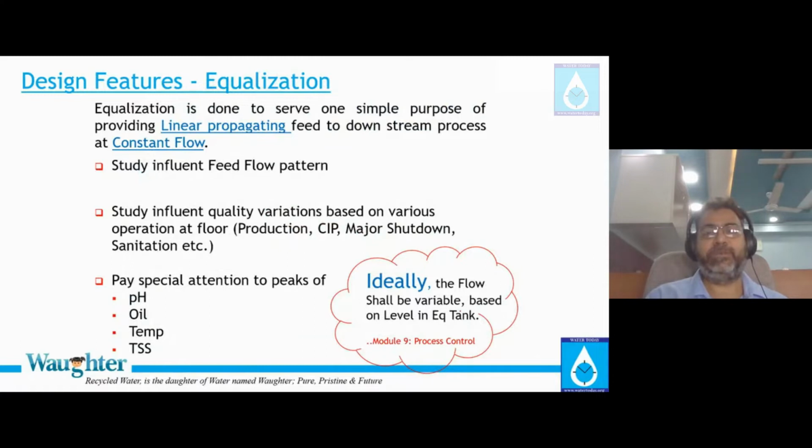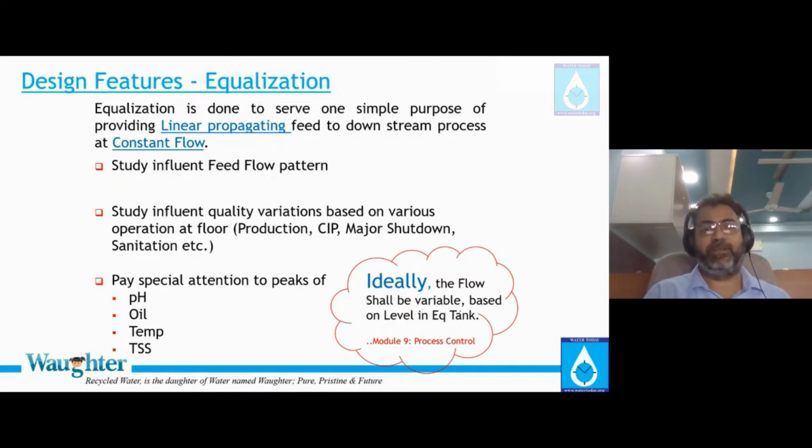Equalization is done to serve one simple purpose. Yesterday we talked a little about providing a linear propagating feed to the downstream process at constant flow. Study influent flow patterns, and study influent quality variation based on the various operations of flows. Pay special attention to the peaks of pH, oil, temperature, TSS. For example, if your kitchen has oil, ideally the flow shall be variable based on the level in the equalization tank. So this I'll cover in module 9, process control.